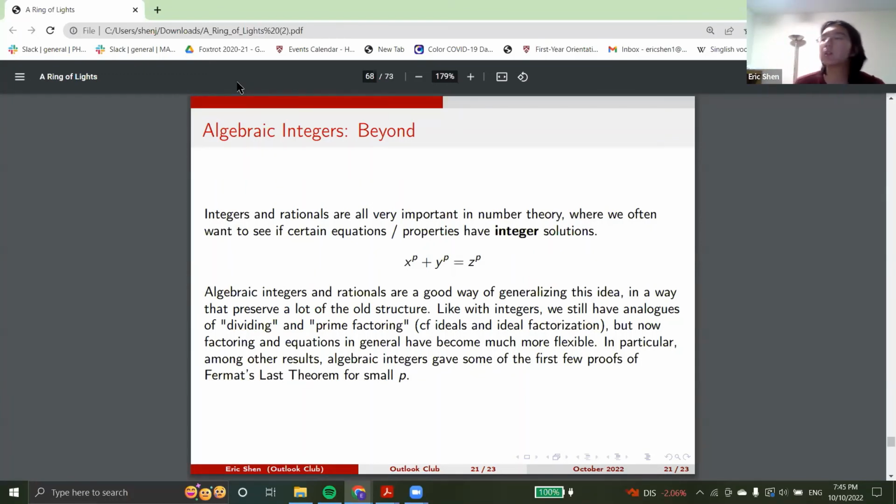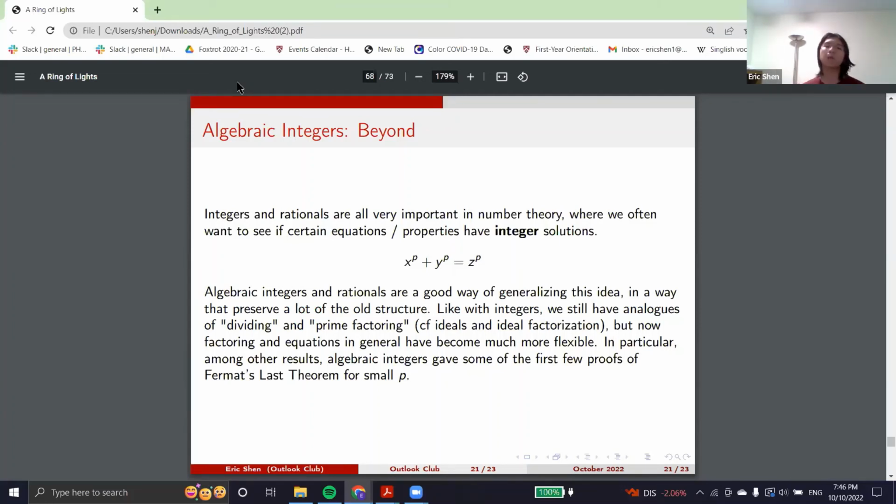And algebraic integers, in some sense that I won't get into today but you can learn about, also have an analog of this, for those of you that want to learn about it: ideals and ideal factorization. But they also make factoring an equation much more flexible, in the sense that instead of working with just integers, you can now factor equations like x squared minus 2, which you couldn't originally factor with only integers.